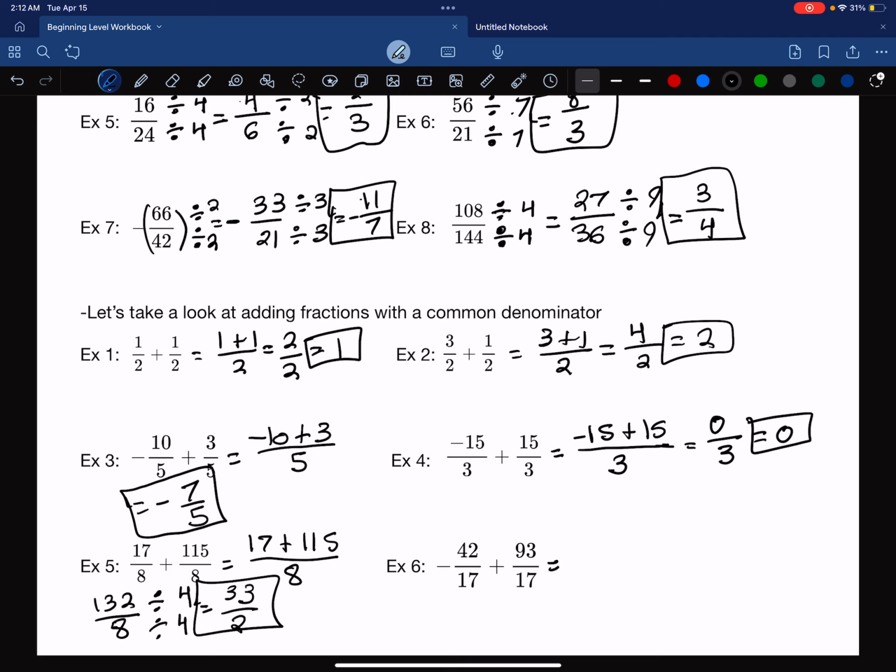Looking at example 6, we have negative 42/17 plus 93/17. So we're going to put a negative 42 here. We're going to add a 93. Put that over 17. Negative 42 plus 93 is 51. We're going to put that over 17. And actually, crazy enough, you wouldn't guess just by looking at this, but 51 is divisible by 17. We can actually divide 51 by 17, and you will get a whole number, and that is 3. That's our final answer for this one.